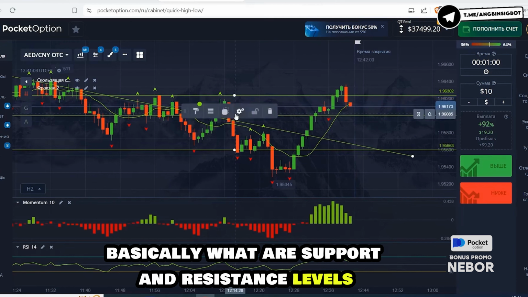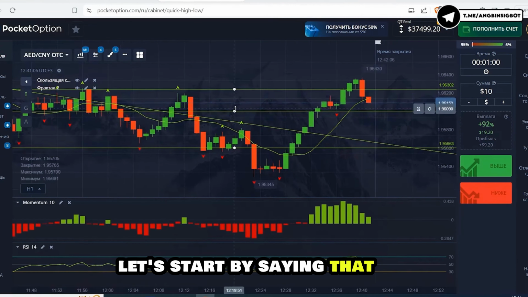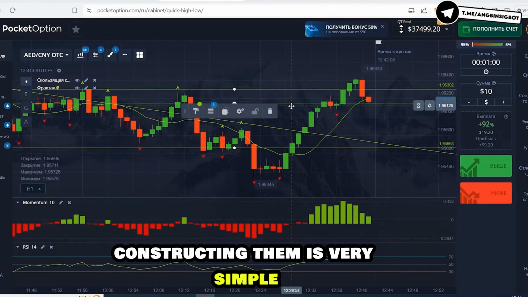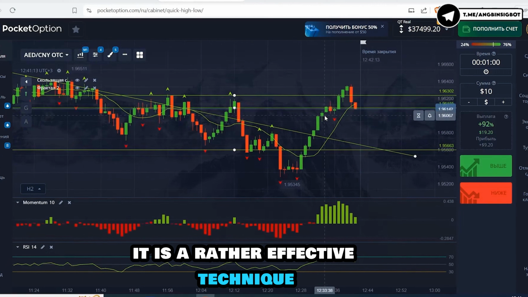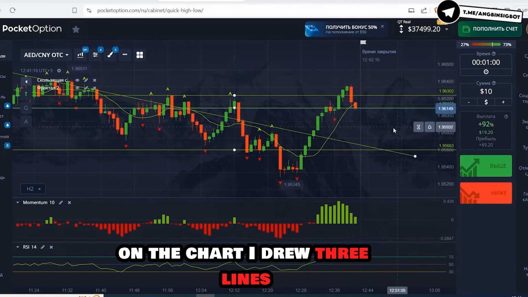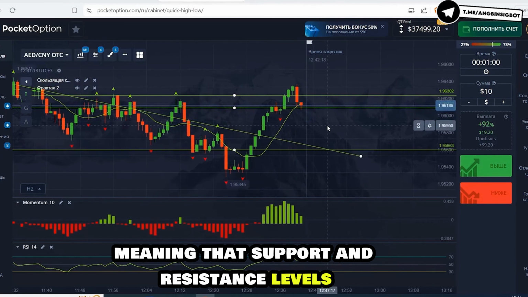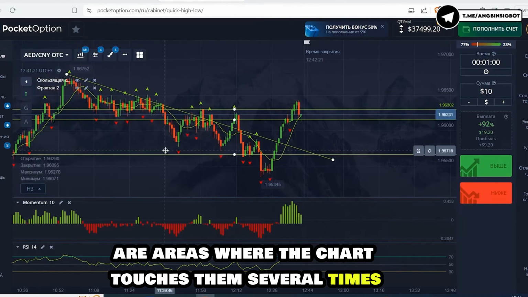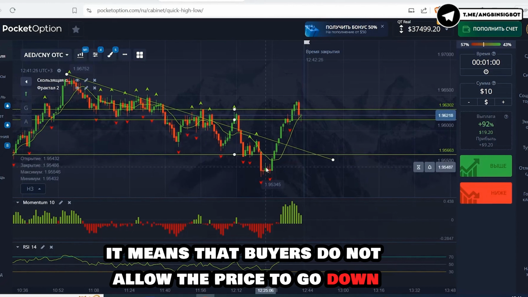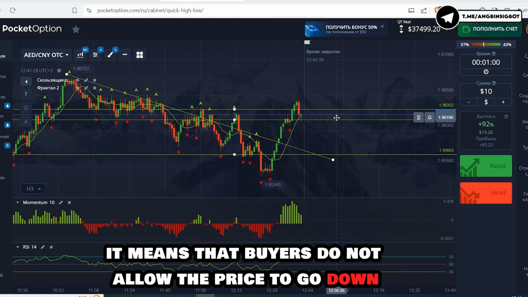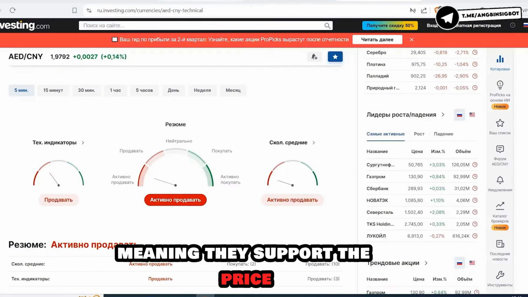Basically, what are support and resistance levels? Let's start by saying that constructing them is very simple, but despite being quite easy, it is a rather effective technique. On the chart, I drew three lines, meaning that support and resistance levels are areas where the chart touches them several times. The support level is located below. It means that buyers do not allow the price to go down, meaning they support the price.